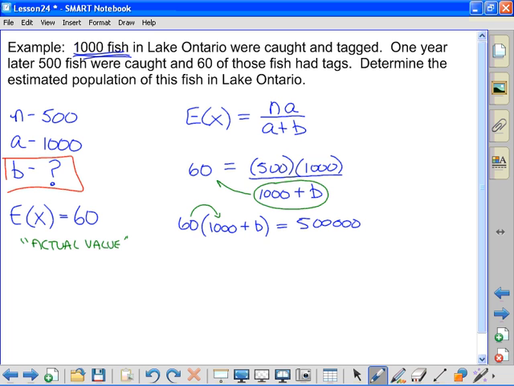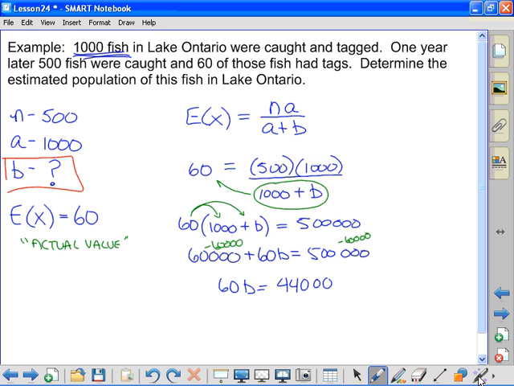Using distributive law, we're going to solve for b. 60,000 plus 60b equals the 500,000. Subtract your 60,000 from each side. Just using algebra skills from grade 9 now to solve for b. And we end up with our 60b equals our 500,000 minus the 60,000. So 440,000 obviously. That's what happens when you do this on Mondays. And oops. Final step then is divide by 60.